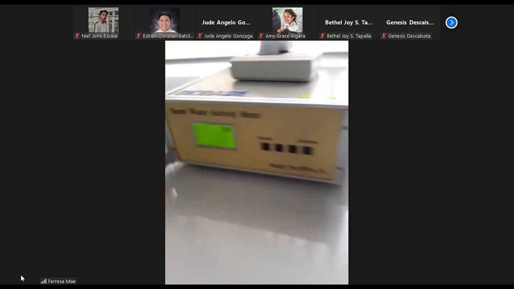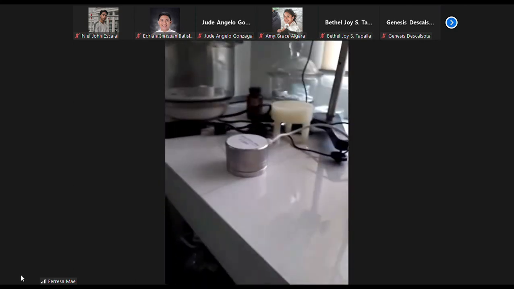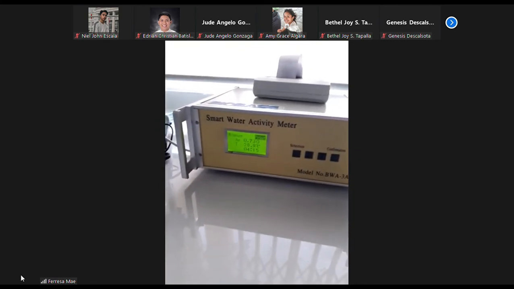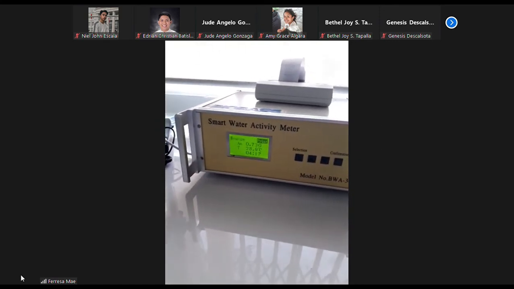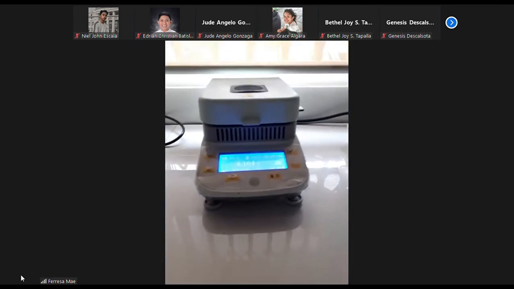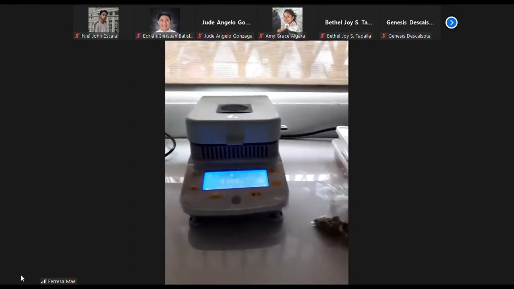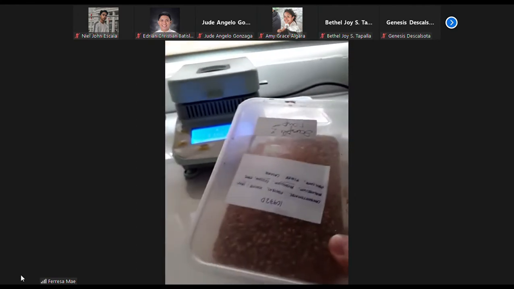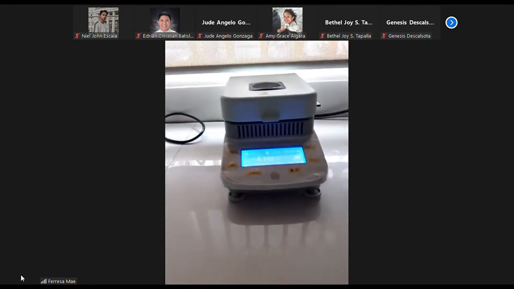So, sa water activity naton, last naton itong sample ang fudgy bar. So, tatlo ang sample: cocoa flour, cookies, kag fudgy bar. So, ang sa moisture naton, second sample, ito yung fudgy bar. Next is ang cookies, yung brown.